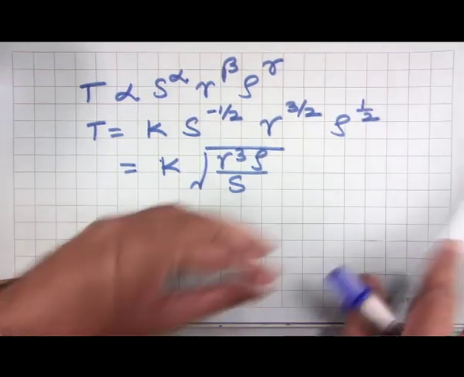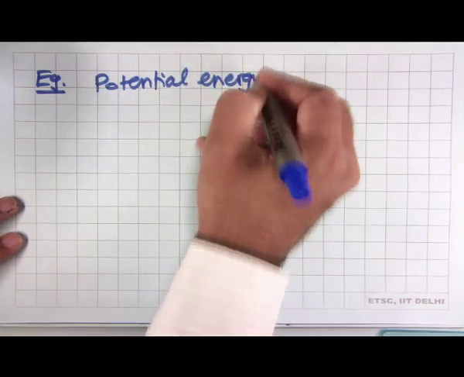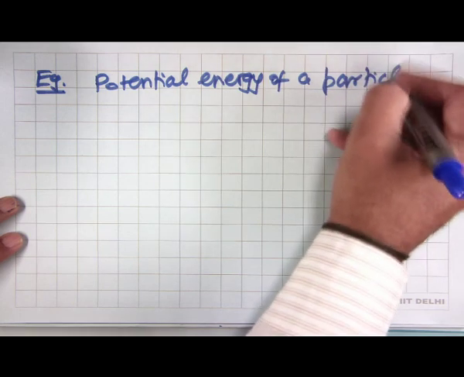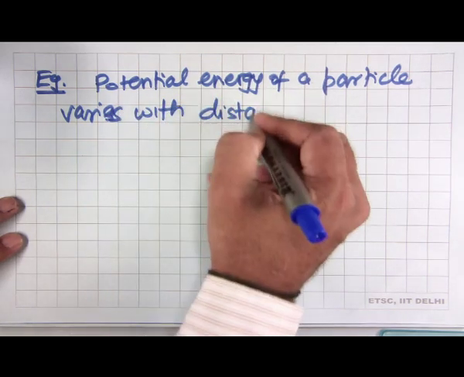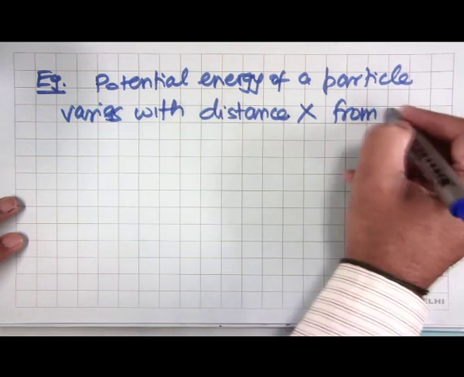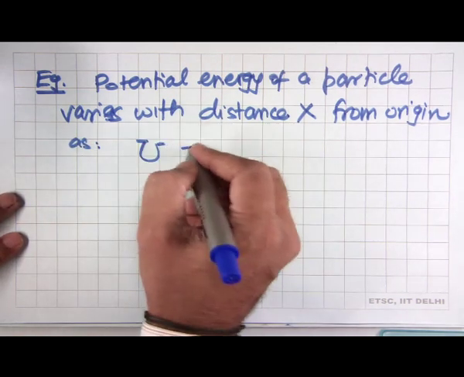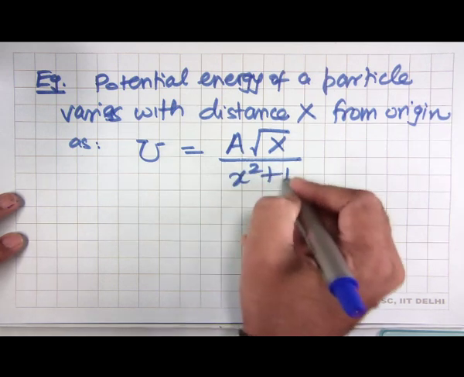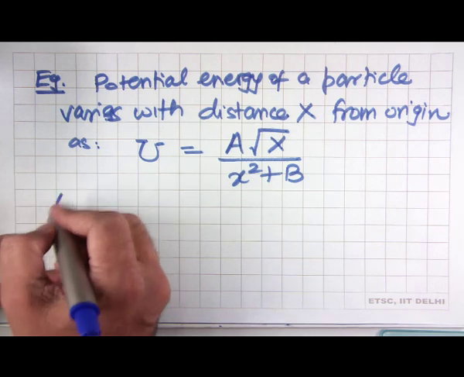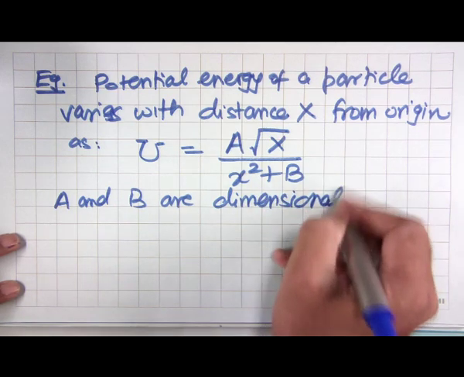Let us look at another problem, a second problem, where the problem given to us is: potential energy of a particle varies with distance x from the origin as, and the formula is given to us, U, which is the potential energy, is equal to A times square root of x divided by x squared plus B, where A and B are dimensional constants.